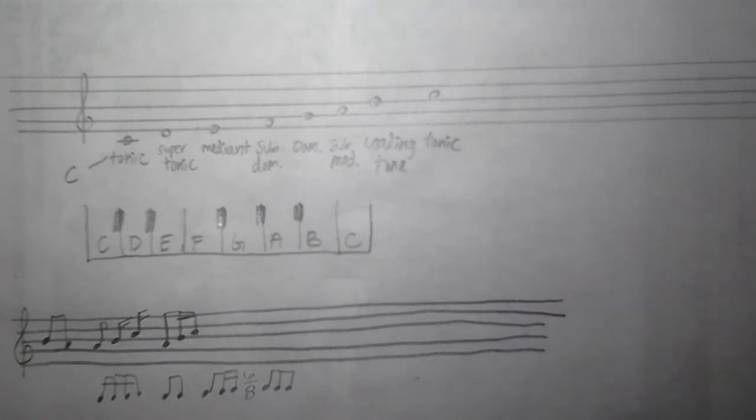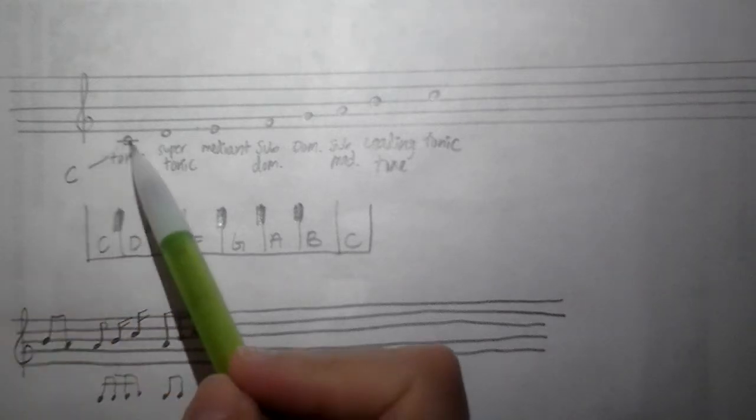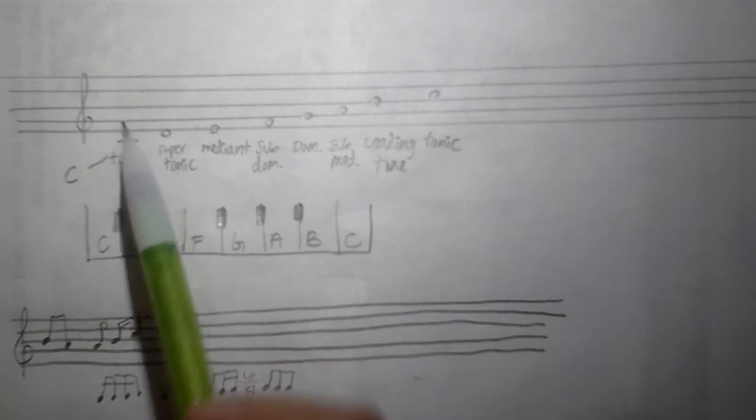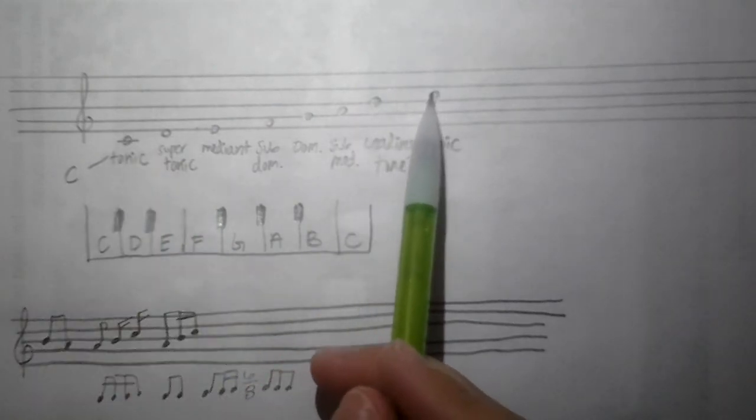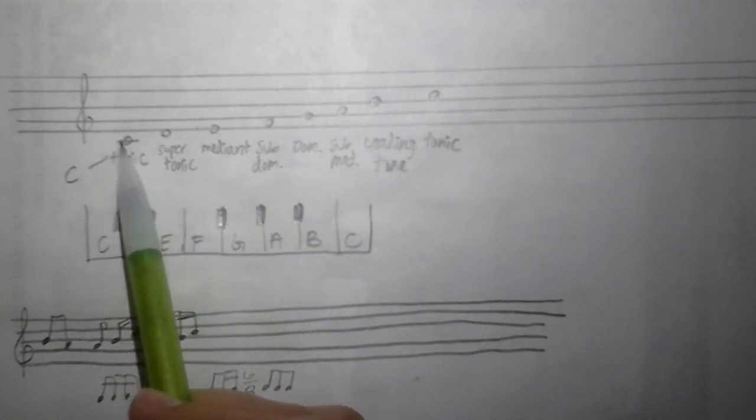Whenever you have a scale, you're going to have 2 tonics that are an octave apart, and an octave means that it's 8 steps apart. So it's the same note, it's just in a different register. This C here is different from this C here, which is actually middle C.